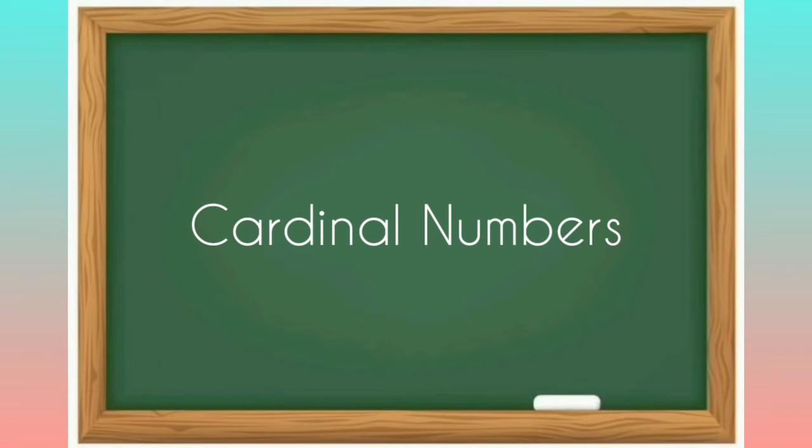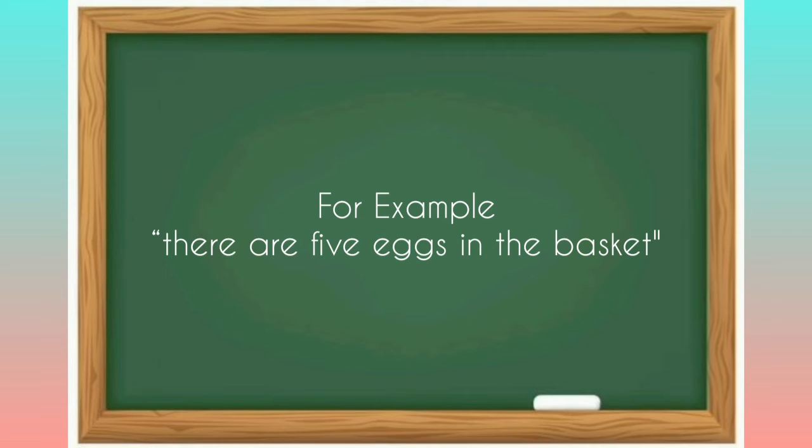The first type of number is cardinal numbers. In simple terms, cardinal numbers are figures that denote quantity. For example, there are 5 eggs in the basket. The number 5 is a cardinal number as it tells us the quantity of eggs in the basket.